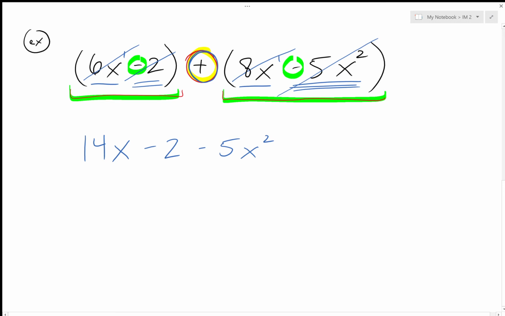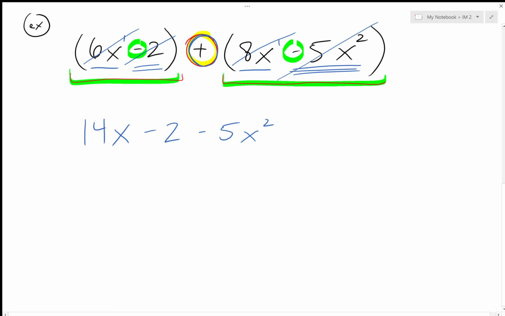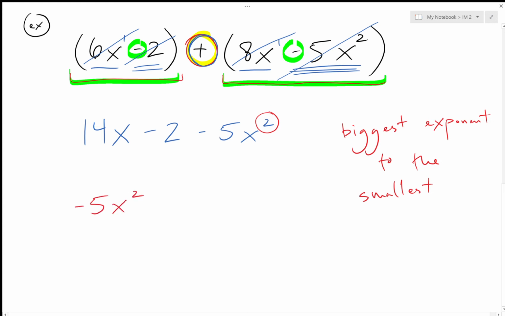Now technically we have combined everything together, but we want to order these a little bit better. We want to go from the biggest exponent to the smallest. That's how we want to arrange them. The biggest exponent is x squared, so let's write that term first, the negative 5x squared. The next one would be the 14x, it's positive, so plus 14x. And the last one's a minus 2. And this is called standard form. Remember, standard form is putting it from biggest exponent to smallest exponent. That's our final answer there.